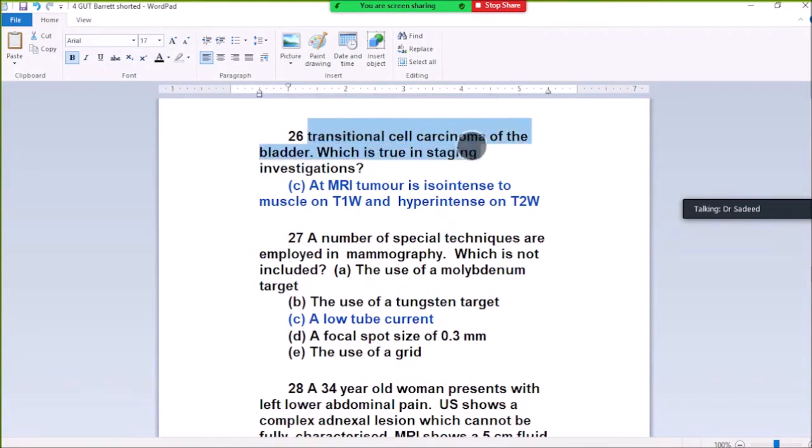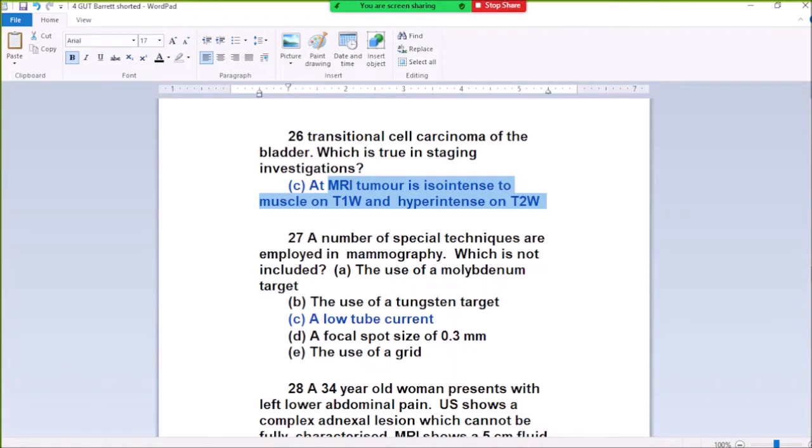Question 26. Transitional cell carcinoma of the bladder, which is the best staging investigation? On MRI, the tumor is isointense to muscle on T1 and hyperintense on T2. Transitional cell carcinoma is isointense to muscle on T1 and hyperintense on T2.